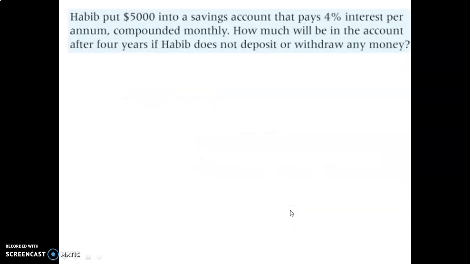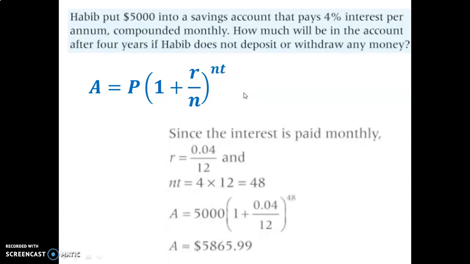Okay, next one. Take a look at this one, and notice that this one says compounded monthly, so we're going to use the compounding formula. Remember that this represents how many compounds, so 12 per year, and 12 will go here also. Let's try.